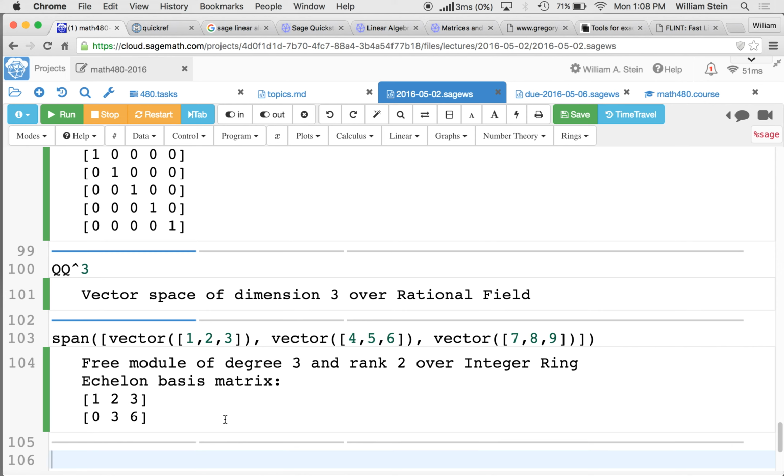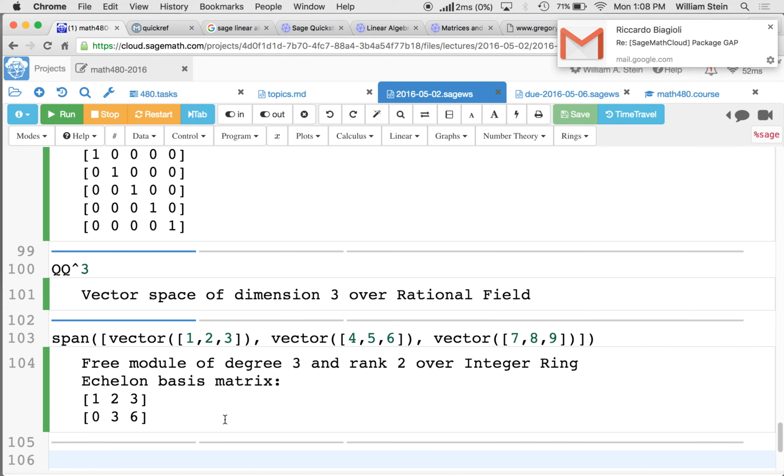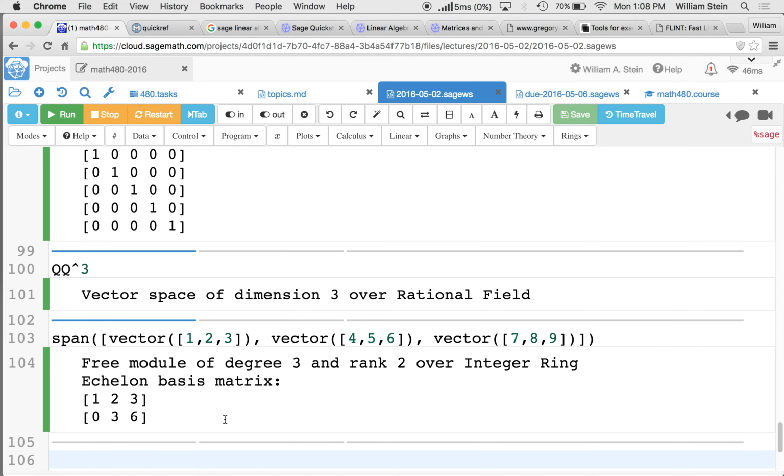And the vector space is represented as, well, in this case, given by an echelon basis matrix. This is a little subtle. This is the span. This is actually not a vector space. It's a free module over Z. Probably a lot of you haven't heard of what a module is. So who knows what a vector space is? Pretty much everybody. It's a bunch of vectors that satisfy some funny conditions.